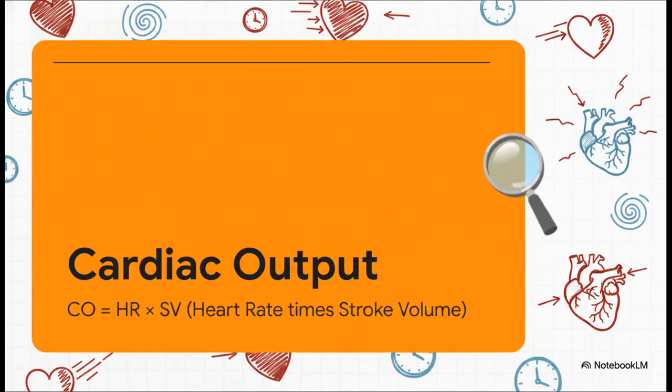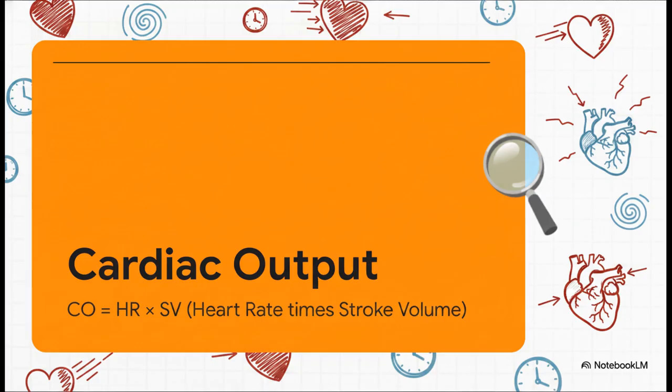Here is an absolute must-know formula. Cardiac output equals heart rate times stroke volume. It's simply a way to calculate the total volume of blood pumped per minute. If your heart rate is 70 beats per minute and your stroke volume is 70 milliliters, your cardiac output is going to be roughly 5 liters a minute.